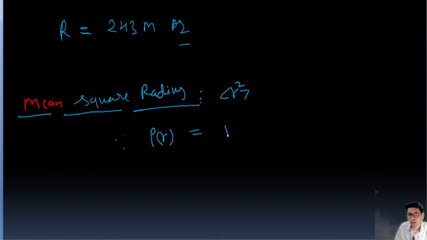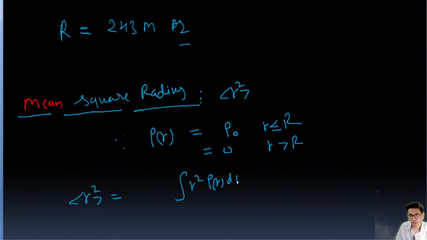Rho r is equal to rho naught if r is less than or equal to capital R, that is the radius of the sphere. Okay, and that value is 0 if r is greater than R, right? So now we'll find this one. So r square, that is mean square radius, r square average, right? So that is going to be by the formula integration r square rho r d tau upon integration rho r d tau.